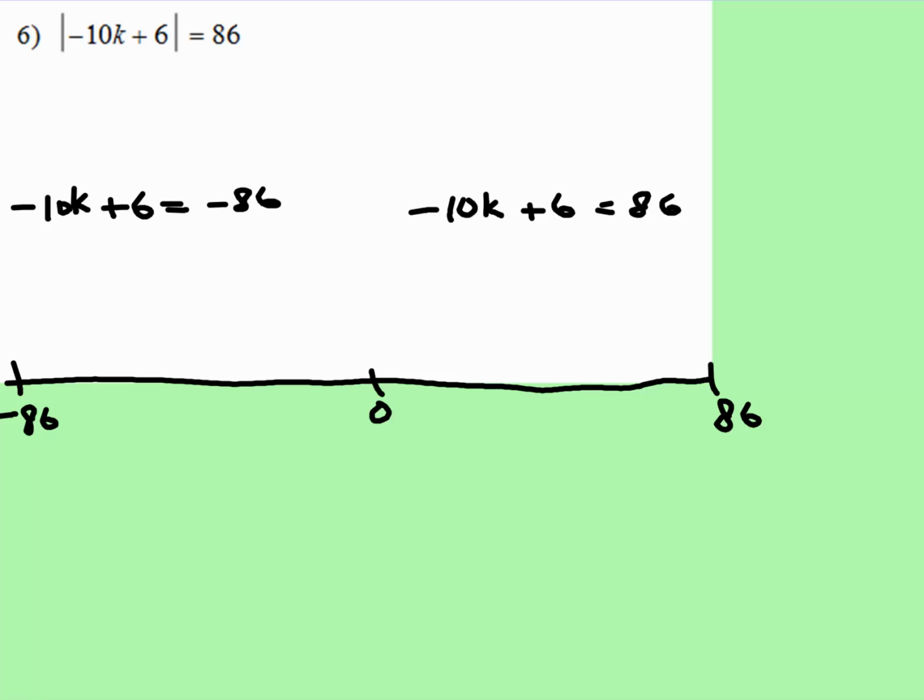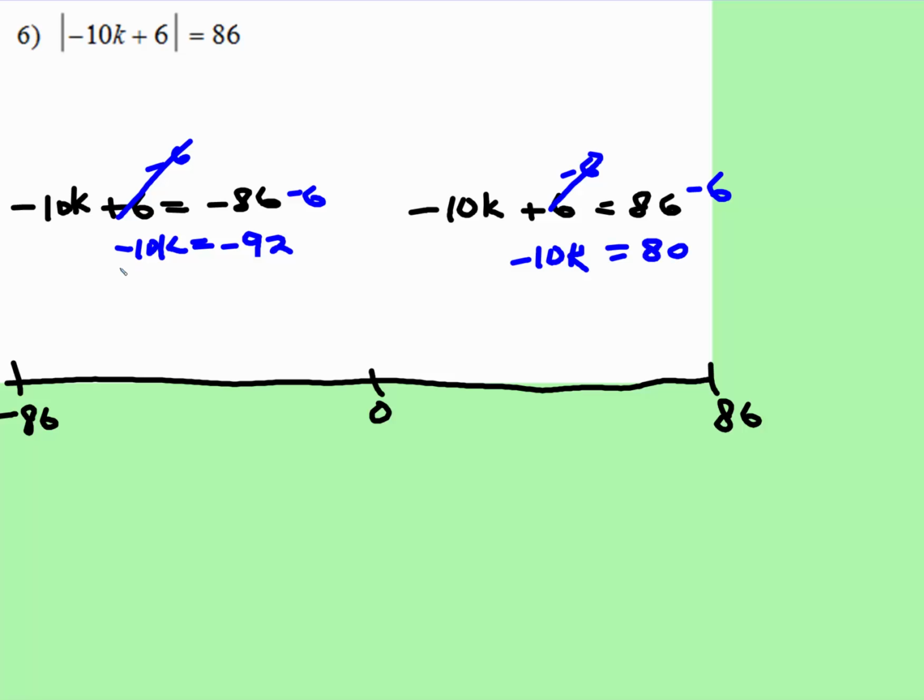So the first thing that you're going to do is add negative 6, or subtract 6, from both sides. So we'll do that. And you could actually do them at the same time if that helps. Then those cancel, leaving negative 10k. Negative 86 plus negative 6 is negative 92. Here we'll cancel those out, negative 10k. I'm doing them both at the same time; you don't have to do that if you don't want to. 86 subtract 6 is positive 80.